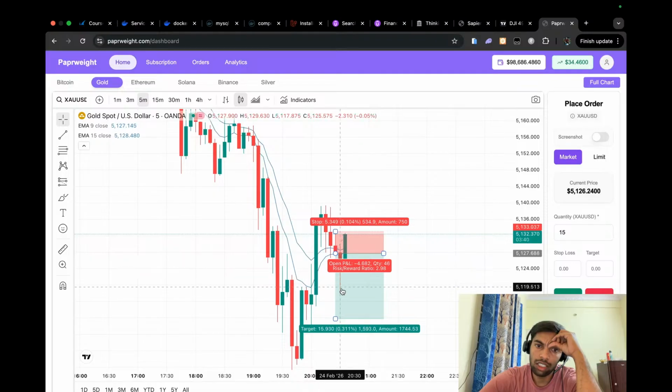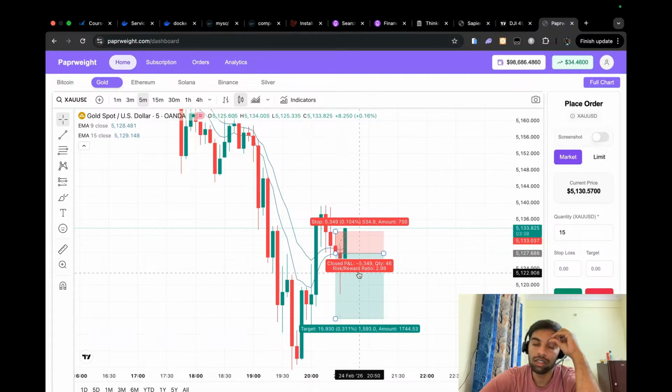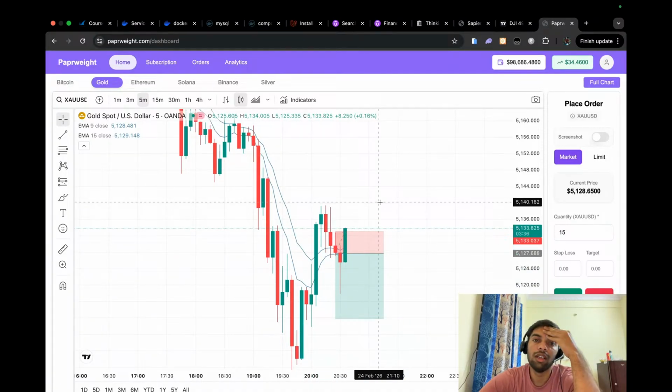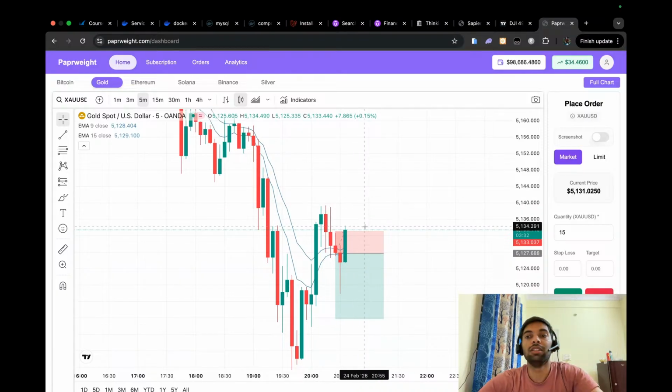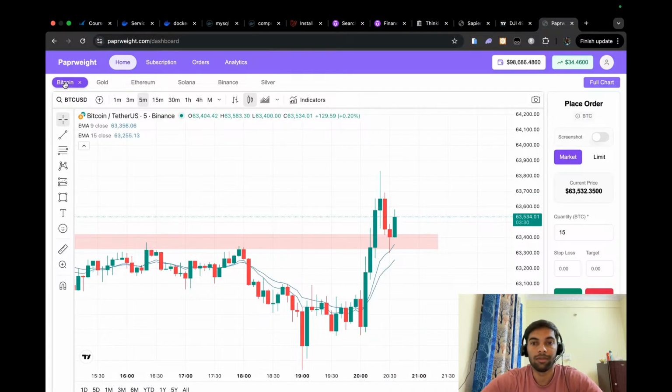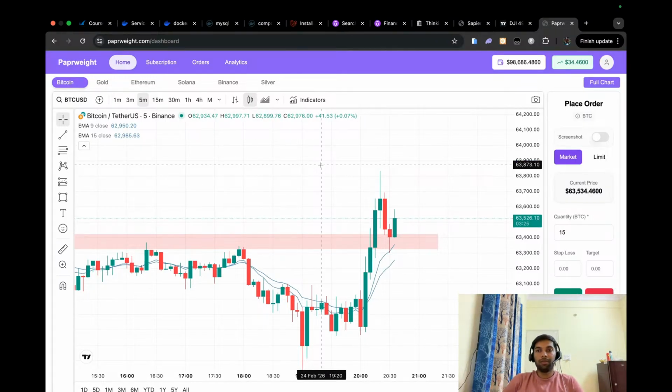Yeah, this rejection is because this previous candle didn't close well, and if this takes another rejection, then we will jump in. Otherwise, we will leave it. The same thing happens here, so we have to wait a bit. Patience is the key in trading, guys. You have to be very patient.